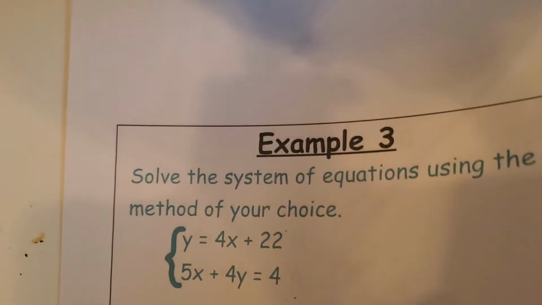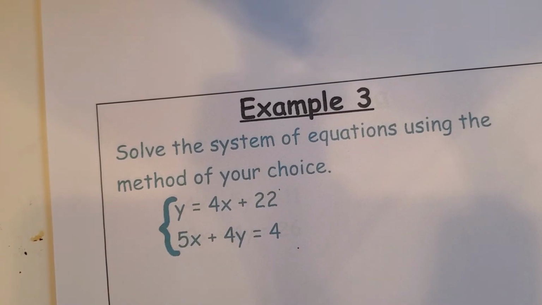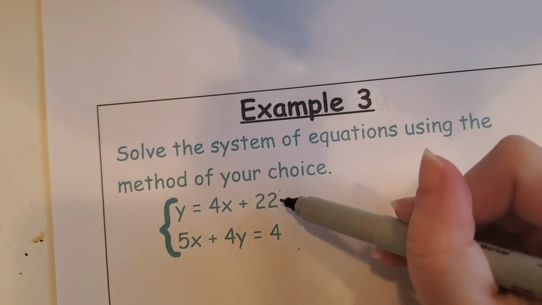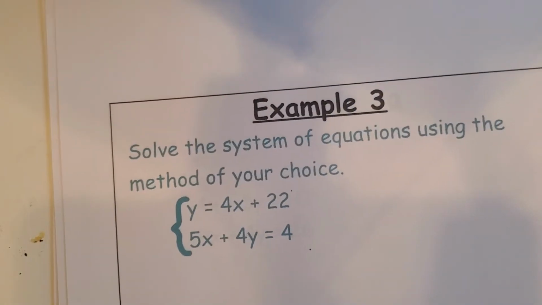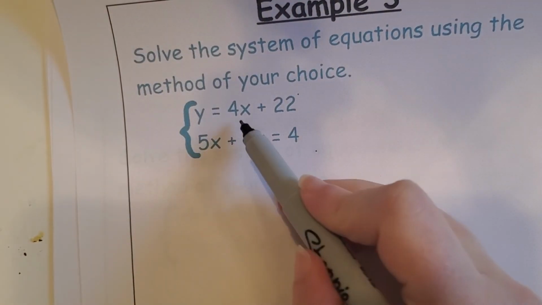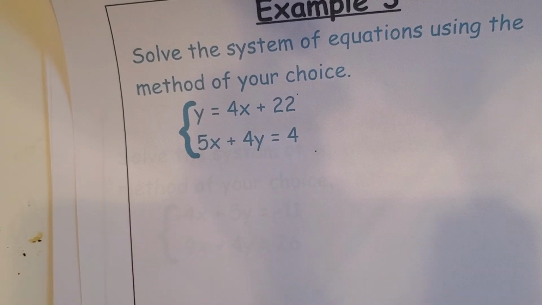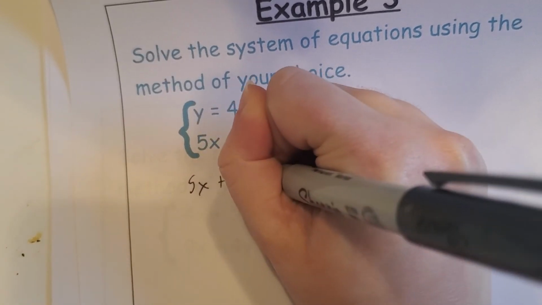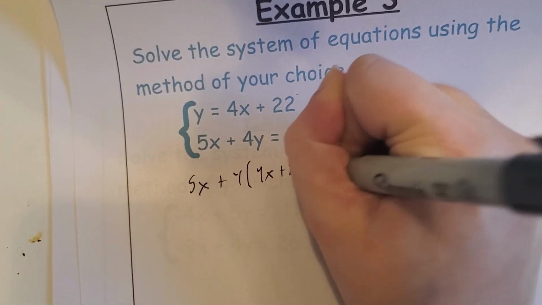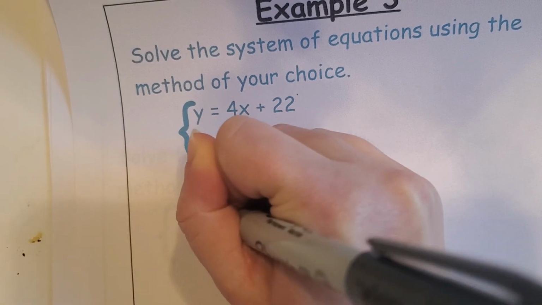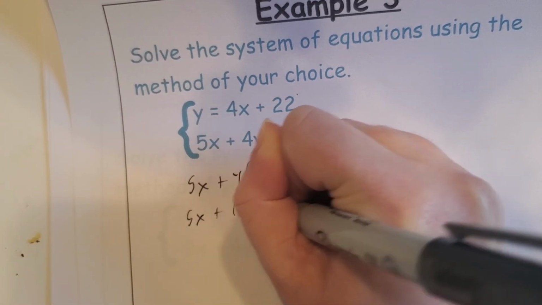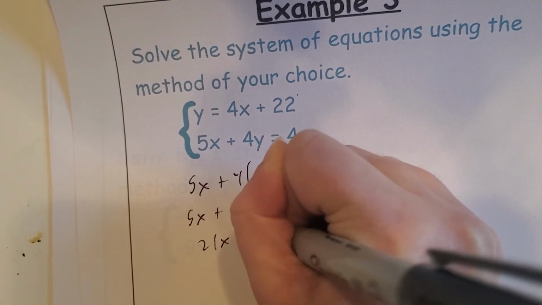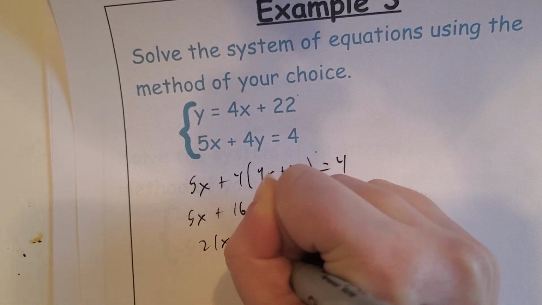All right. This is another example of something that I think would be way easier to do substitution for. You already have this first equation solved for y. So we could just take 4x plus 22 and plug it into the second equation for y. So 5x plus 4 times 4x plus 22. This is 5x plus 16x plus 88. 21x minus 88.